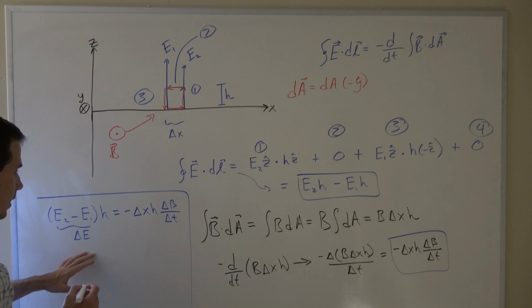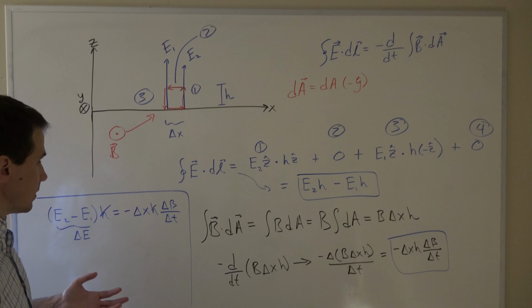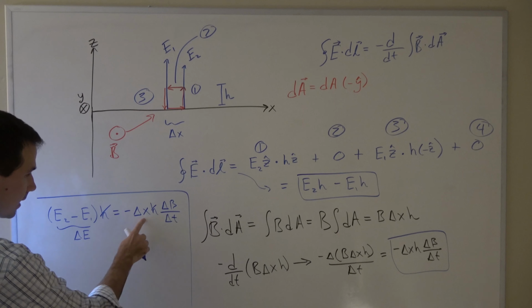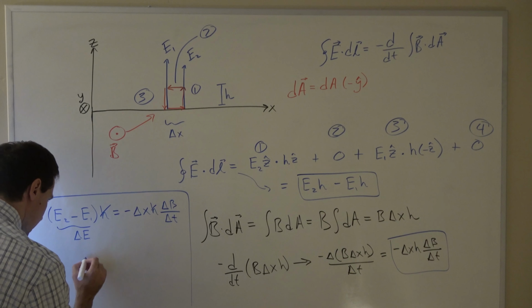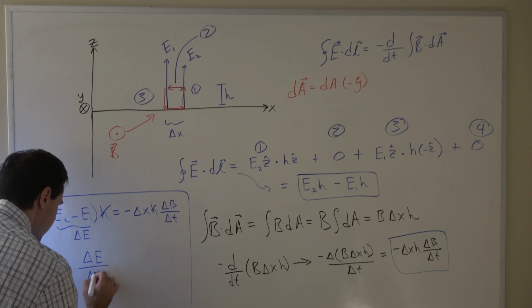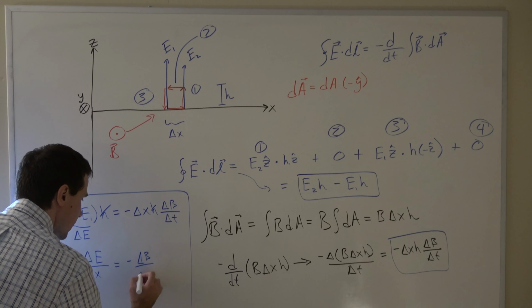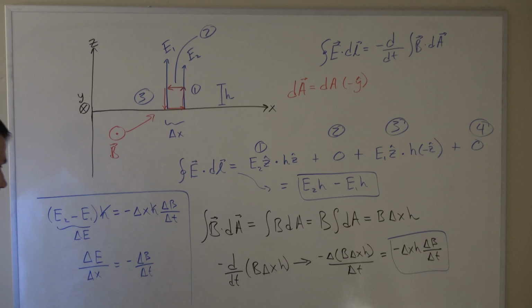And we can cancel out the h on both sides here because there's no reason to keep it around. And then we can move the delta x to the other side, and rewriting all of this, we get delta E over delta x equals negative delta B over delta t.